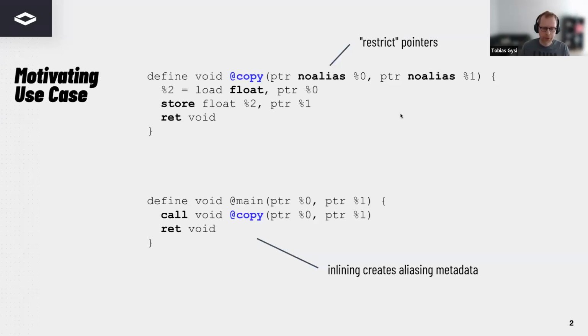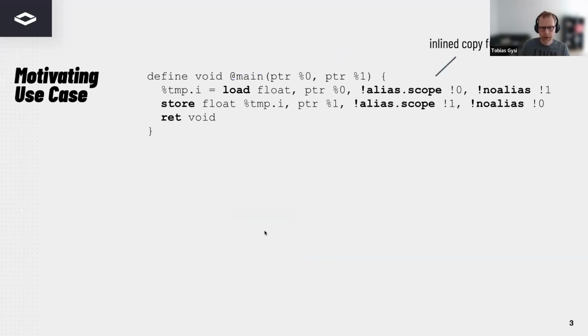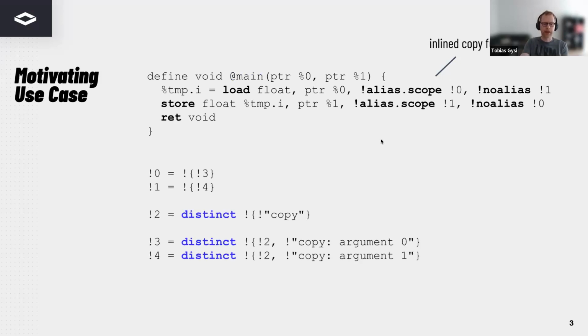Then we have a main function that calls the copy function. So that's where we want to inline into. And if we call inline, the inlining pass of LLVM, what we get is a main function, again with the inlined load and store and with some alias metadata annotated on the load and the store. And this metadata looks like this, roughly. It's a little bit simplified.